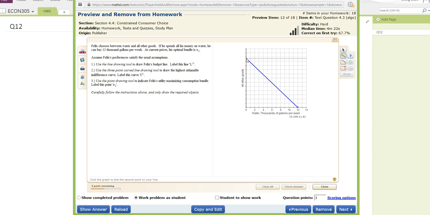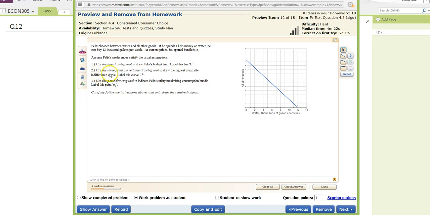But we don't know that point for sure. The information just tells us the horizontal intersection of the budget line, and as long as we keep that at 12,000, we're fine. So the vertical axis doesn't matter. I can put it anywhere, and it will probably give me the right answer. So let me just put it right here, somewhere in the middle. We can put an arbitrary point as long as the horizontal intercept is 12,000. So this is L1, the budget line. We're done with the first part.